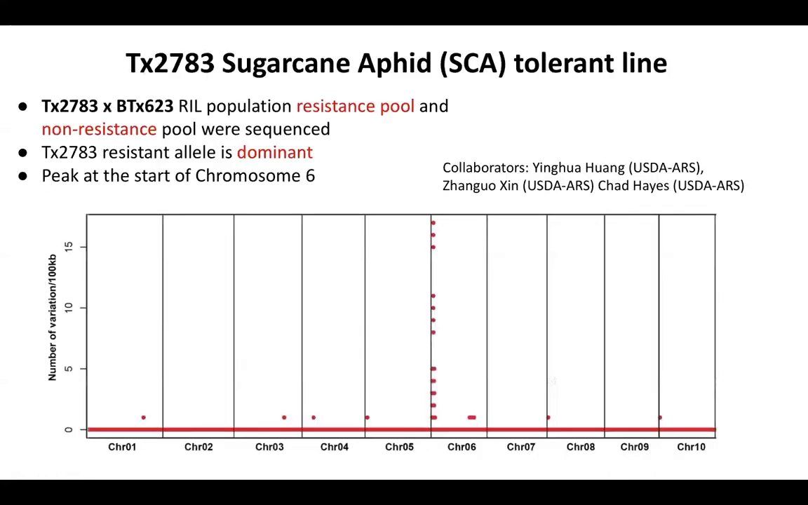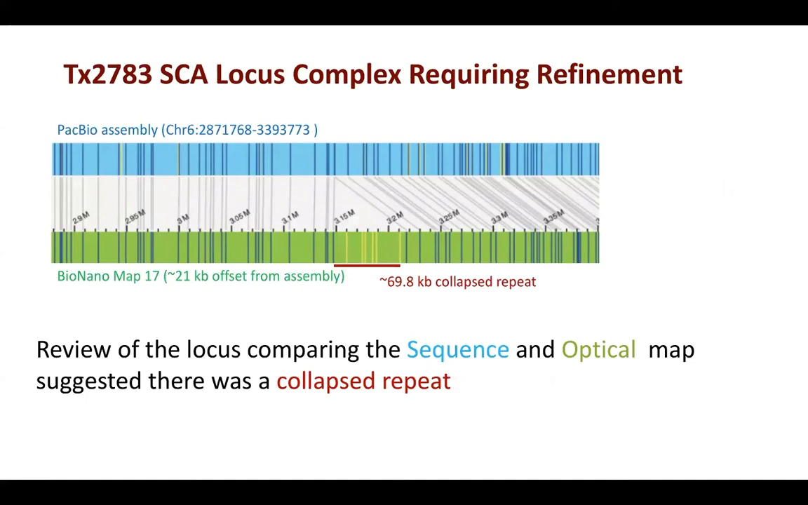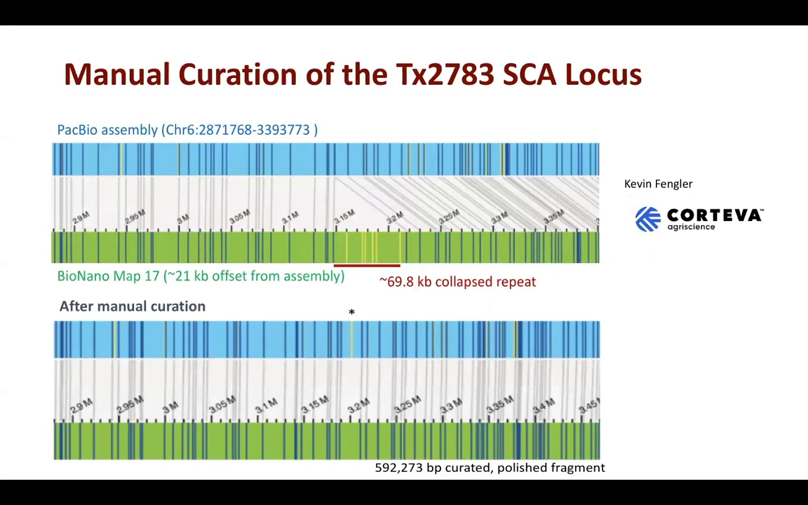In this study, to find the sugarcane aphid resistance loci, we first constructed a RIL population using TX273 and BTx623 as parents, and we identified a candidate region on chromosome six. Genome sequence analysis revealed a complex region with a chromosome repeat in the sugarcane aphid resistance region. This sequence was missing in the original assembly, so we did a manual correction of this locus and captured this complex sequence in the final assembly.